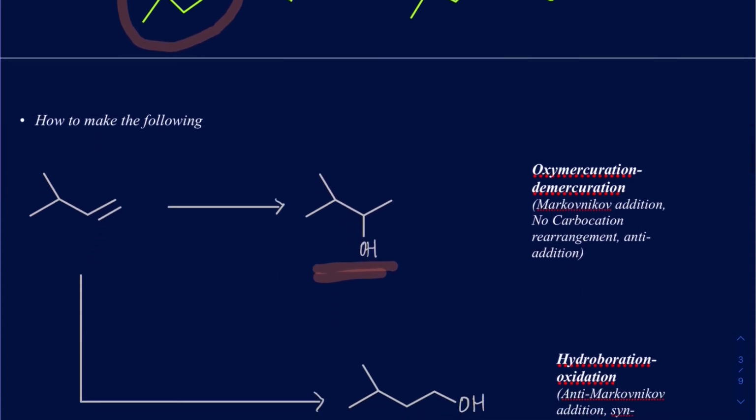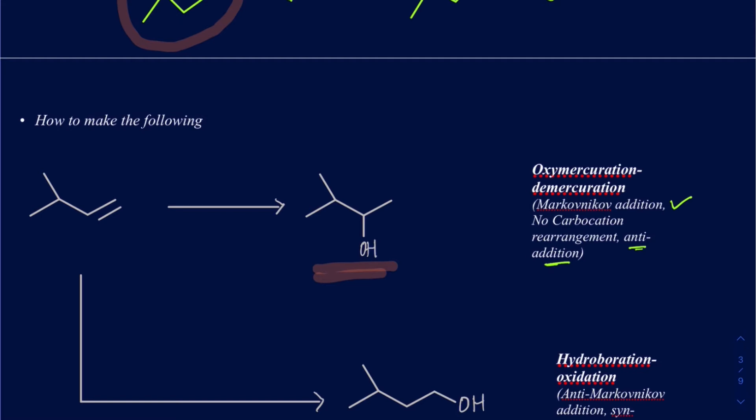So as a result, we got to figure out another way of doing it, and that's going to be your oxymercuration-demercuration. So that's going to be the difference in the end products. It's still going to be the Markovnikov addition. However, there's no carbocation rearrangement. And in terms of stereochemistry, it's going to be an anti-addition. So I'll talk about that in a minute, but I'll focus on what is going to be the benefit and what's going to be the reagents that you're going to be using.